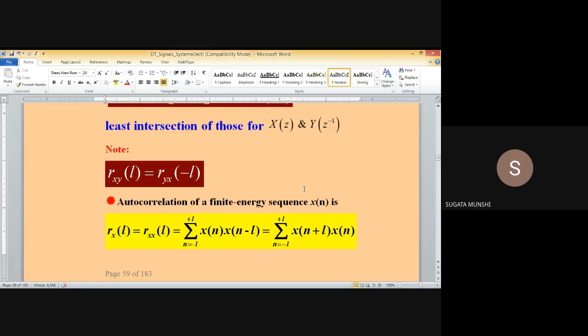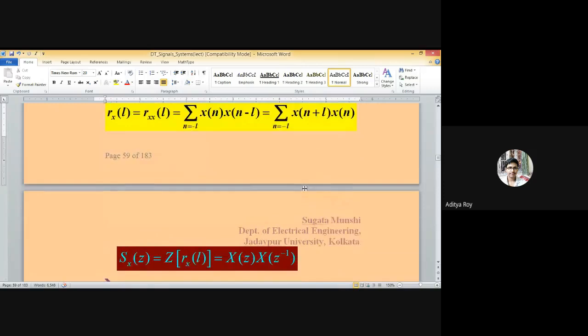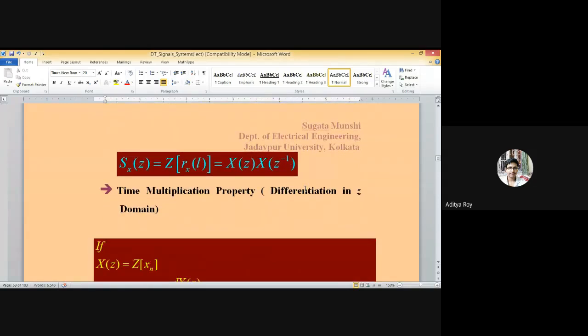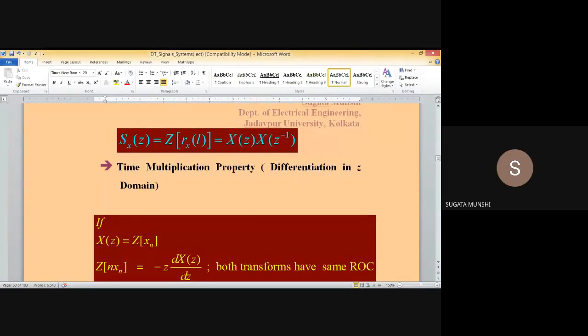Written it? Yes. ROC you can easily understand. It's at least the intersection of the ROCs of X of z and X of z to the power minus 1.